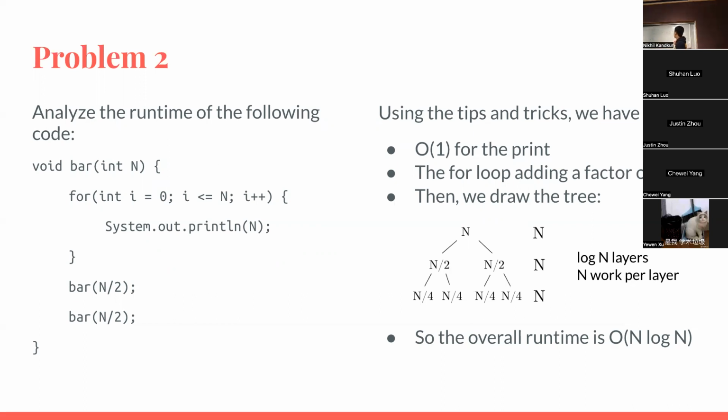So now let's see how the recursive calls factor into this. At the very beginning, we have one node and it does n work, right? And then after this, it calls itself twice, doing n over 2 work each time. And over here, we have n over 2, n over 2. And then this continues on with n over 4.